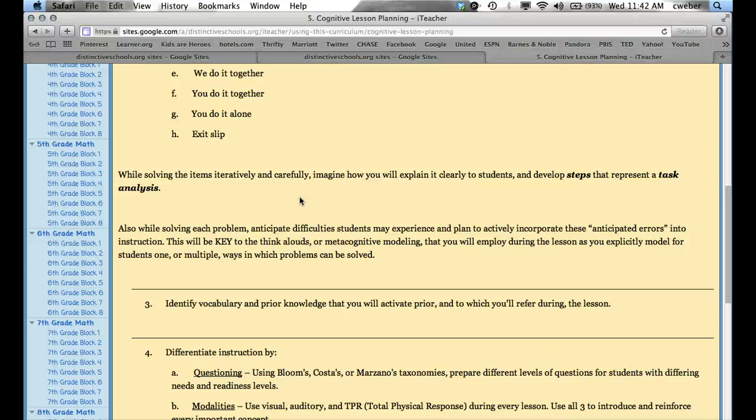So while you're solving several of these problems, think about what you do. Try to be real thoughtful, real metacognitive, thinking about your thinking, and then transform that thinking into some written steps. And we're going to look at some examples in a moment.